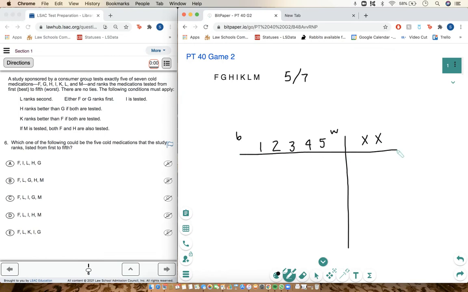Awesome. And then now for our rules, we know that L ranks second for sure. So I'm just going to put a little L here and circle it, so we know for sure that that's where L is going. Either F or G ranks first. So we can have a little F slash G here over the 1.